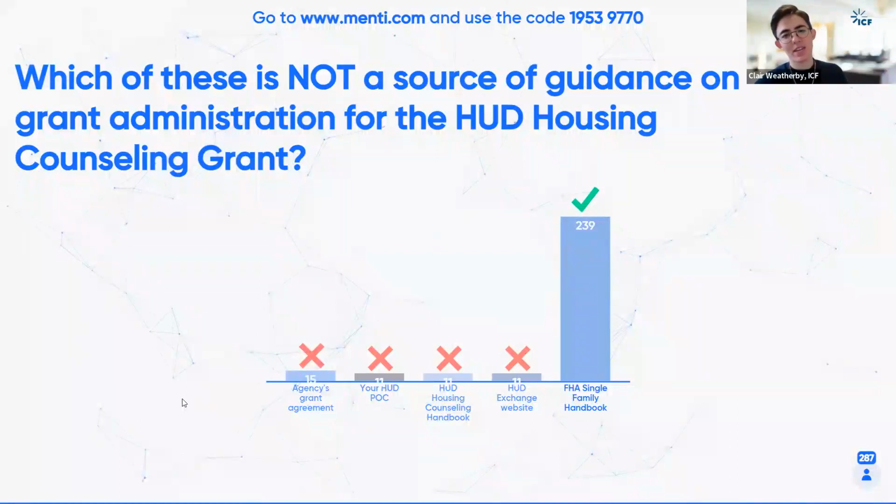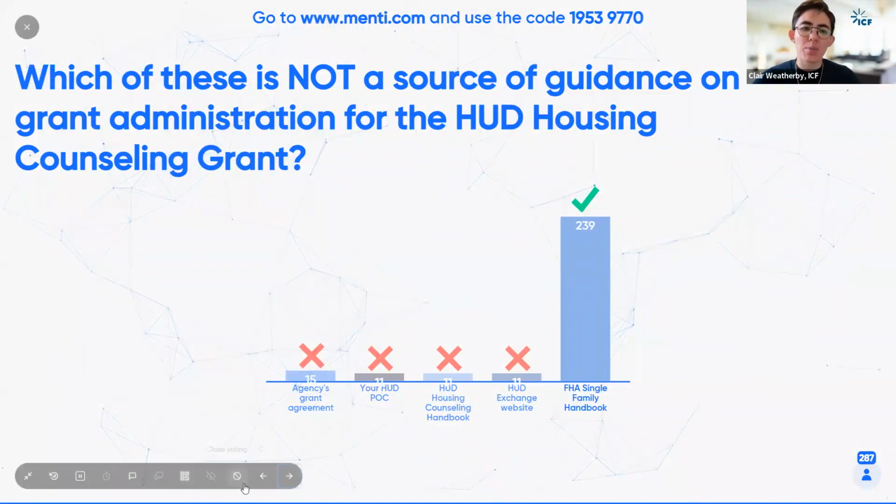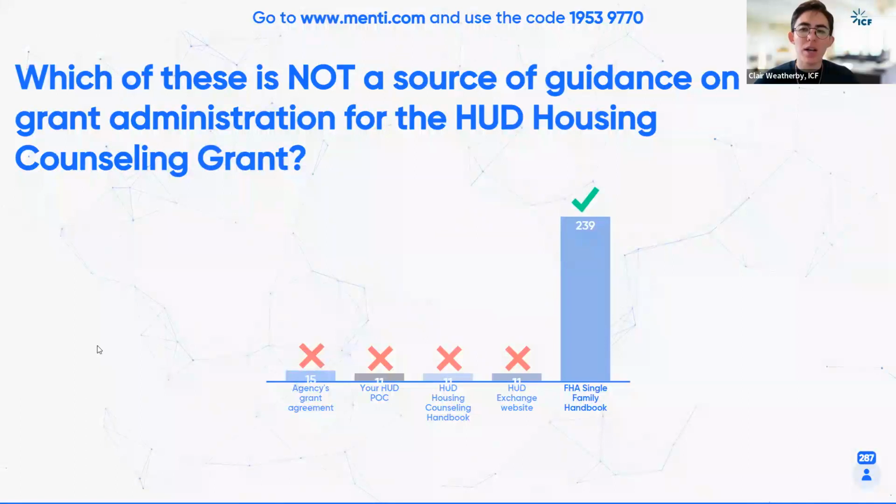And yes, most of you got this right. This was a gimme. So just wanted to reiterate for you all, if you have questions, if you are wondering where some of the information in this presentation came from, you're always going to go back to that grant agreement. You can always reach out to your HUD point of contact, some of whom presented here today. And then, of course, you can refer to the HUD Housing Counseling Handbook and resources on the HUD Exchange. And if you want to read the FHA Single Family Handbook for other purposes, then we also encourage that, but not for the grant.